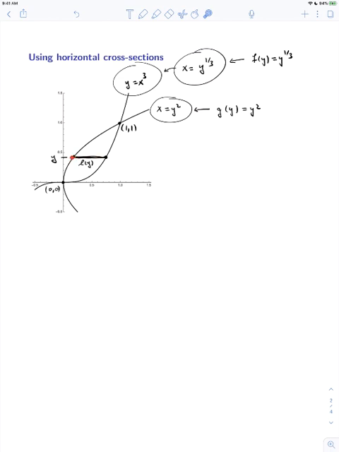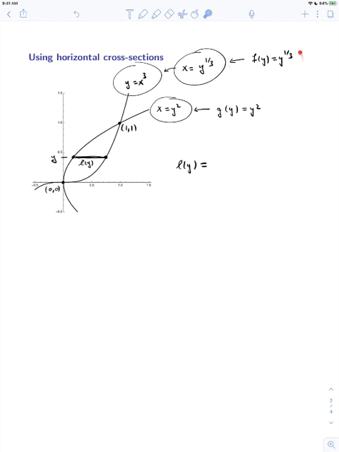So we need to find the distance between this point and this point. They both have the same y value, whatever this y happens to be. So in order to determine the length, L of y, we simply need to find the distance between the x values. The largest x value is here. The larger the x value, the further it is to the right. And here we're looking at y equals x cubed. So that's when x is equal to the cube root of y.